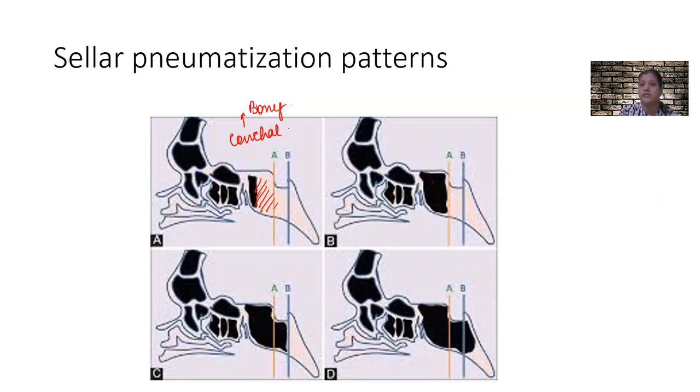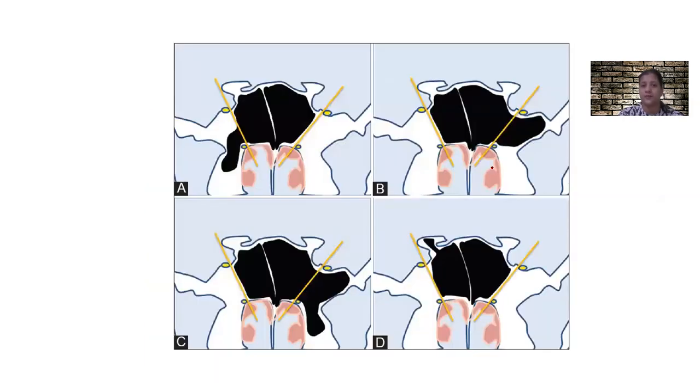What is pre-sellar? If the pneumatization extends up to the anterior wall of your sella turcica, then you call it pre-sellar type of pneumatization. What is sellar type of pneumatization? If it is extending up to the posterior wall of the sella turcica, then we call it sellar type of pneumatization. And what is post-sellar? If it is extending beyond the posterior wall of the sella turcica, then you call it post-sellar type of pneumatization. So on the basis of pneumatization of the sphenoid sinus, you classify the pneumatization patterns of the sella.